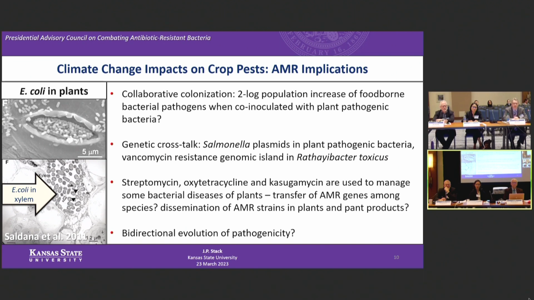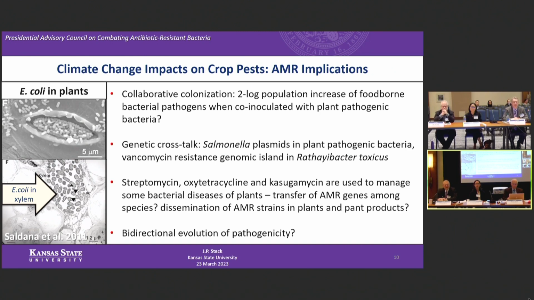The image on the bottom is subsequent systemic colonization of that plant in the vascular system. When these foodborne pathogens are co-inoculated with a plant pathogenic bacterium, we're seeing 100 to 1,000-fold increase in cell numbers in these plants. So clearly there's a cooperation between foodborne pathogens and plant pathogenic bacteria. Is there meaningful crosstalk? The evidence would suggest yes.